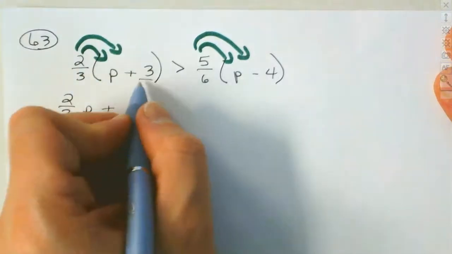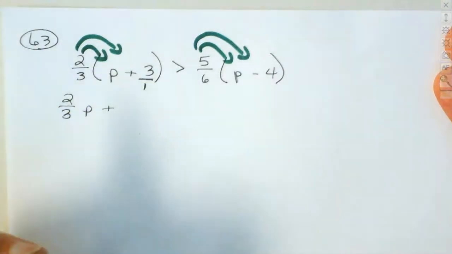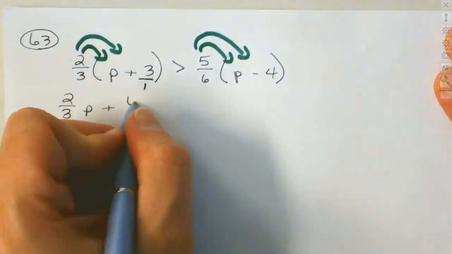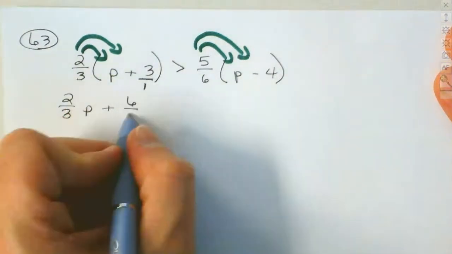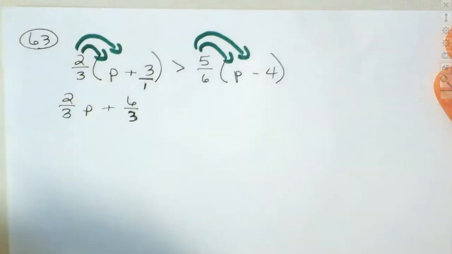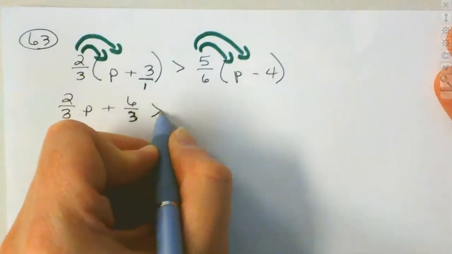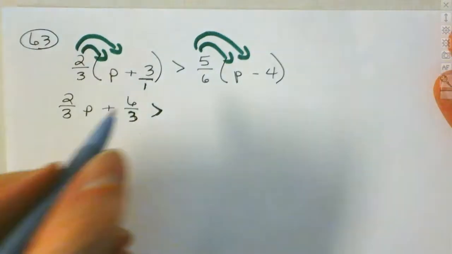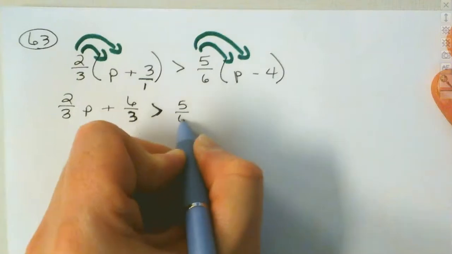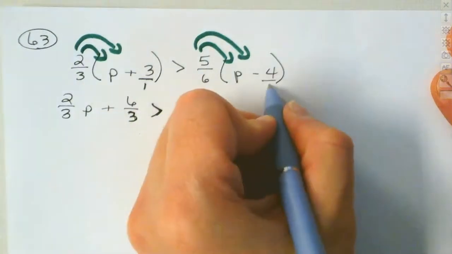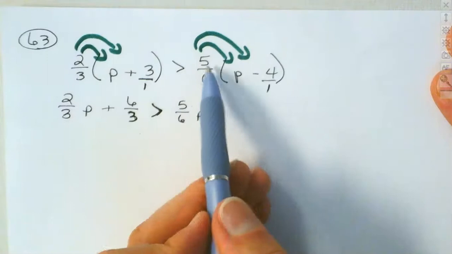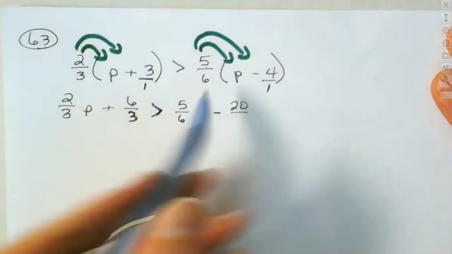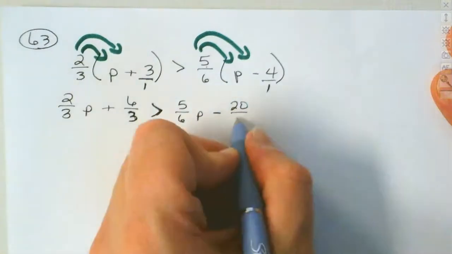Plus, we're just going to go ahead and multiply. We're going to write this 3 as a 3 over 1. 2 times 3 makes a 6. 3 times 1 is a 3. And you could write that as a 2. It doesn't matter because we're going to get rid of that fraction in just a moment anyway. And then on the other side, what do we have? We have 5/6 p, and then that's going to be over 1. We've got a minus. 5 times a minus 4, that's a minus 20. 6 times 1, that's a 6.